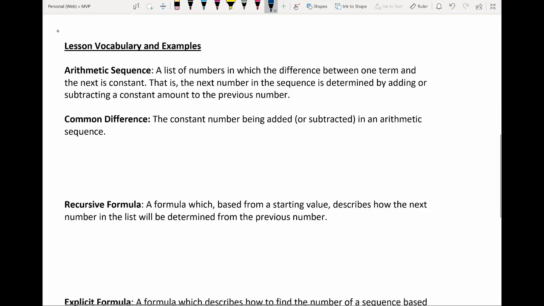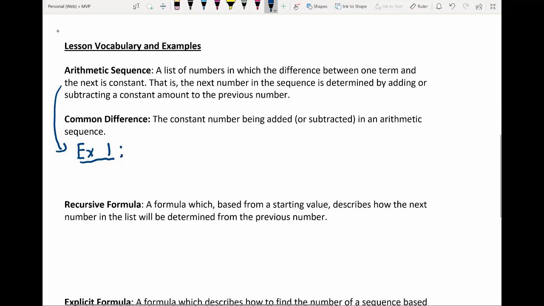So an arithmetic sequence is a list of numbers in which the difference between one term and the next is constant. That is, the next number in the sequence is determined by adding or subtracting a constant amount to the previous number. So let me give you an example before we talk about what a common difference is. So this is an example of an arithmetic sequence.